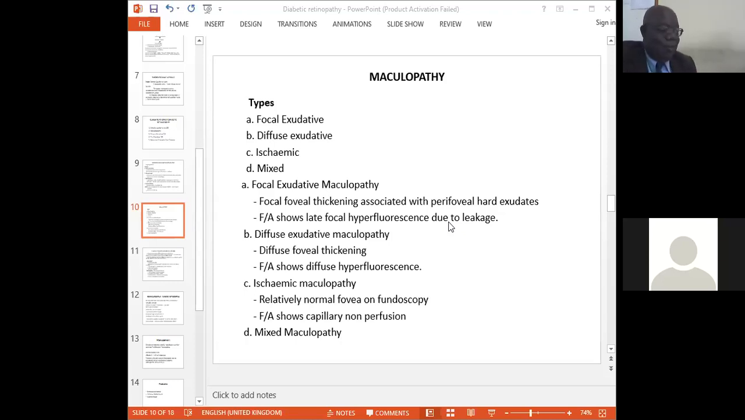If those small vessels are not there, they are absent, it means there are no small vessels there. This is ischemic maculopathy. If they are there, they will show the leakage from the dye you have injected. If there is any leakage, it will show the leakage of the fluid around the macula with no problem. So diffuse exudative maculopathy, you have diffuse foveal thickening. Fluorescein angiography shows diffuse hyperfluorescence. The hyperfluorescence is because now that dye you pushed in is leaking around the fovea.